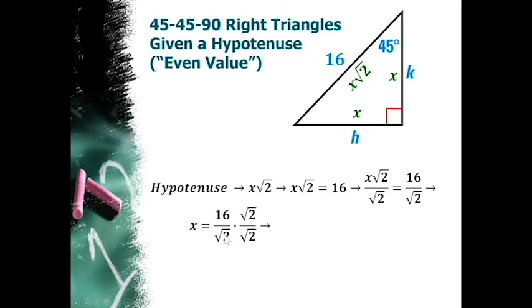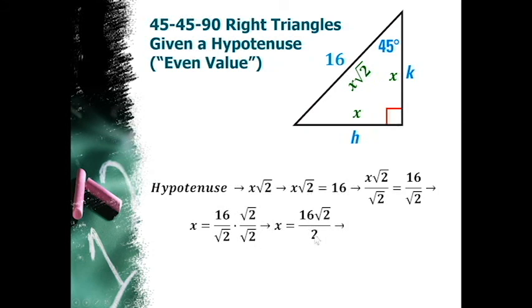Now this is a little different than the 30, 60, 90s because we're dealing with a root 2 in the denominator instead of a root 3. So being that this is a root 2, the form of 1 that we multiply by is now root 2 over root 2 instead of root 3 over root 3. The reason we do that is because on the bottom we want root 2 times root 2, which is going to give us a value of root 4, which is 2. And on the top we have 16 times root 2, so that is 16 root 2. Root 2 times root 2 is root 4, which equals 2.